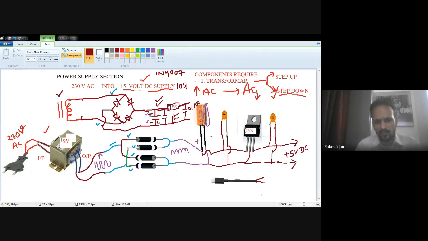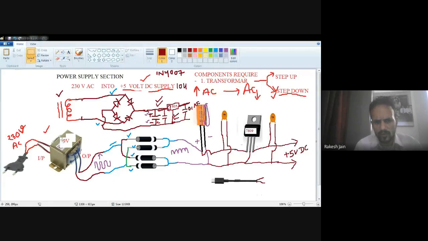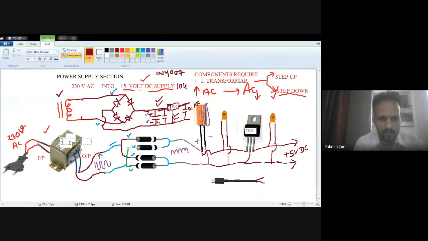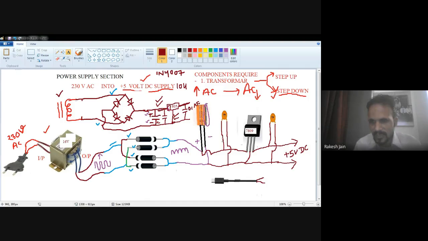And also the transformer. For 9 volt, a 12 volt transformer you can use. Otherwise a 9 volt will also generate, no problem, but you should use a higher range. Let's suppose you require a 12 volt DC output. Then a 16 volt transformer you can use, any higher range compared to whatever you require. So a 16 volt transformer you should use. It means it will generate 16 volt AC, right?